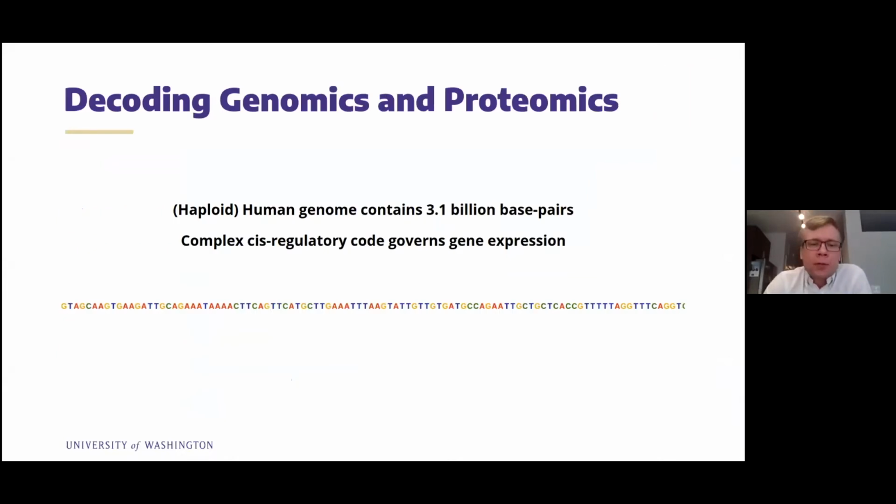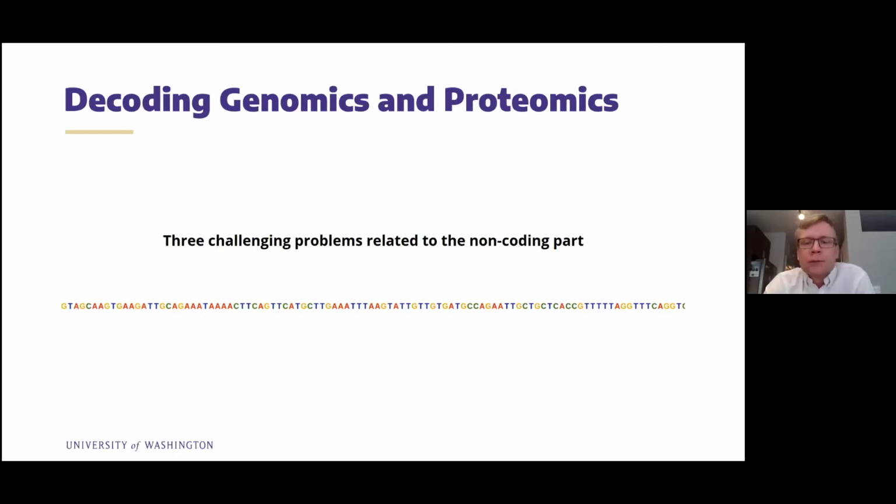So, the human genome contains more than 3.1 billion base pairs. And the vast majority of these nucleotides do not code for a particular protein. Yet genetic variation in these non-protein coding regions can have a profound impact on gene expression. And the reason, of course, is that there's a complex cis-regulatory code hidden in the genome that, in a sense, governs gene expression.